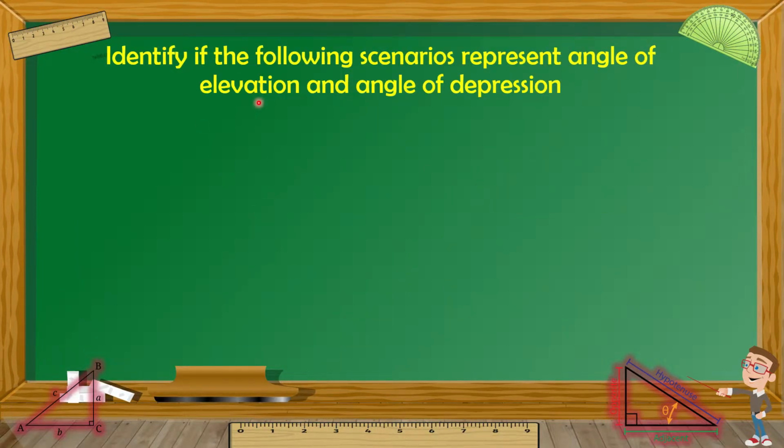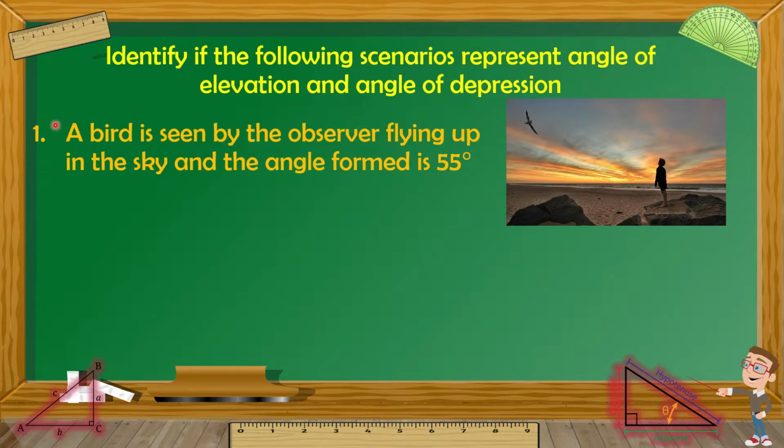So, identify if the following scenarios represent angle of elevation and angle of depression. So, magbigay tayo ng mga example na na-apply itong angle of elevation and angle of depression. So, para mas maintindihan nyo. Okay, number 1, a bird is seen by the observer flying up in the sky and the angle formed is 55 degrees. So what do you think? Ano kaya ito? Angle of elevation ba ito or angle of depression? So pwede nyo i-pause yung video and sagutan nyo.